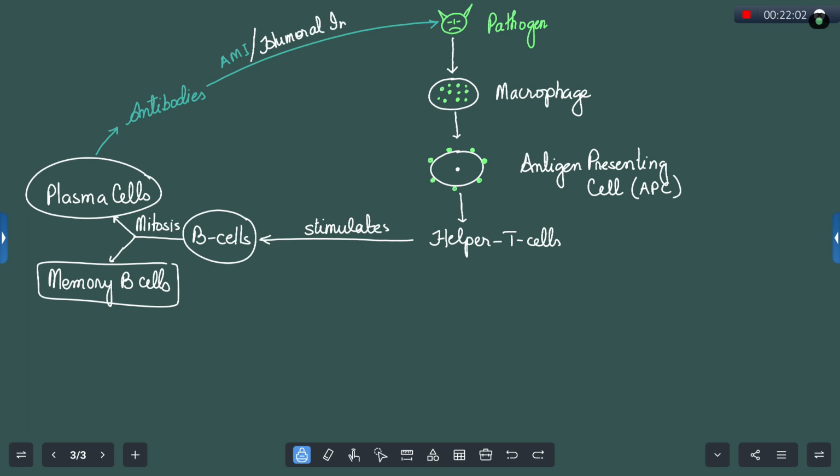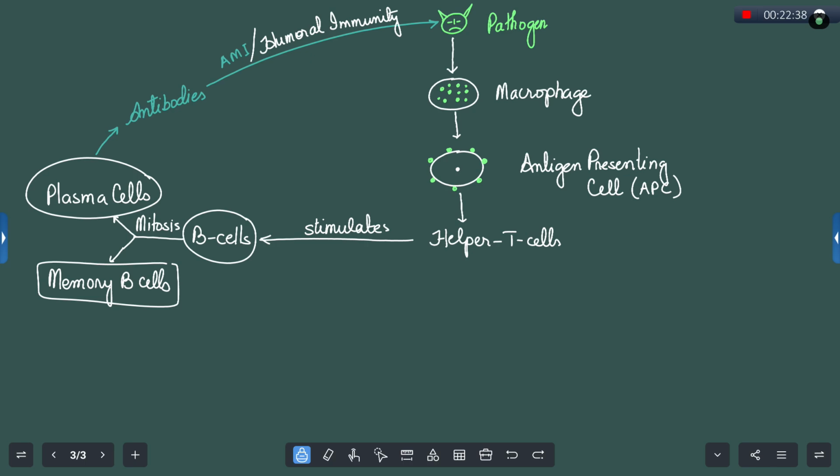Humoral immunity. What is humoral immunity? It is that immunity where pathogens are eliminated with antibodies produced by the B cells, like a plasma cell. Humoral immunity, antibodies produced by the B cells. B cells or plasma cell. Now, antibody mediated immunity.